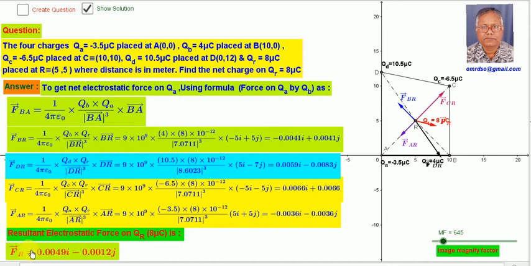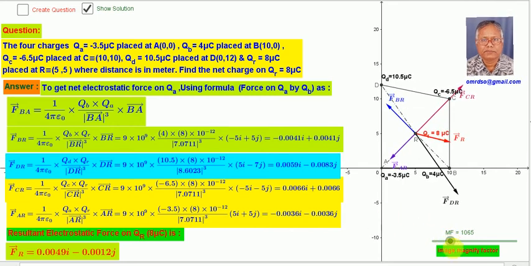That gives you 0.0049 i minus 0.0012 j. That is the resultant force on R, the 8 microcoulomb charge placed at A. And what direction it has worked, here it is clear. I have shown it here, and I have made a magnifying factor which enlarges the force.